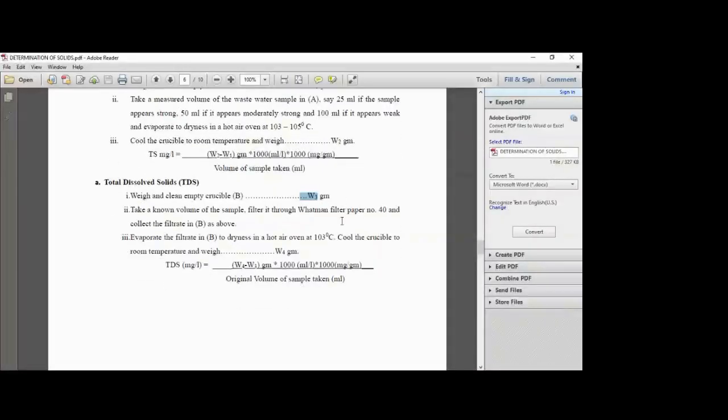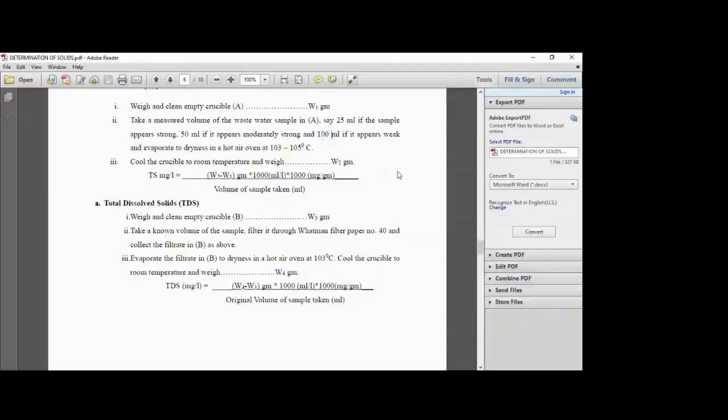So now we are going to take 100 ml of sample again, and then we are going to pass it through filter paper, right? The filter paper is Whatman filter paper number 40, and we are going to collect the filtrate in this crucible B, right? What will happen is that because of the filtration process, the total suspended solids are removed, and in the filtrate that is now collected in crucible B, you have only total dissolved solids.